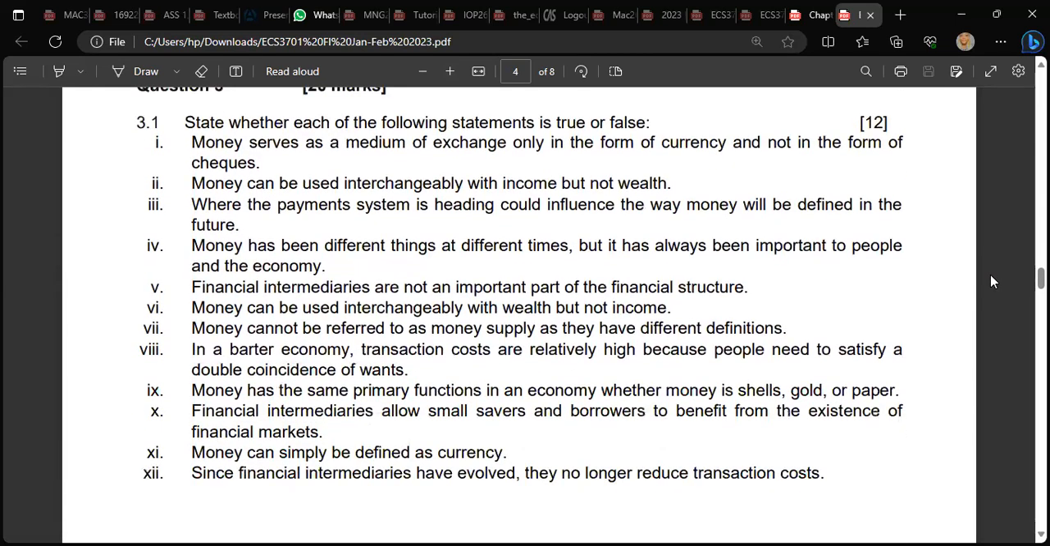State whether each of the following statements is true or false. Money serves as a medium of exchange only in the form of currency and not in the form of checks. Is it true or false?